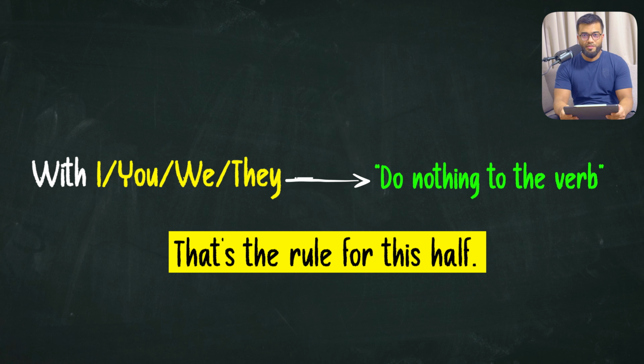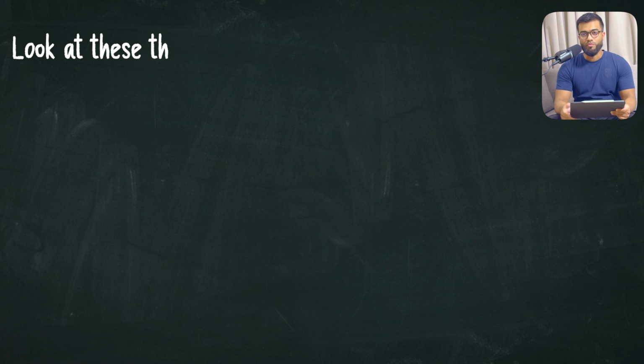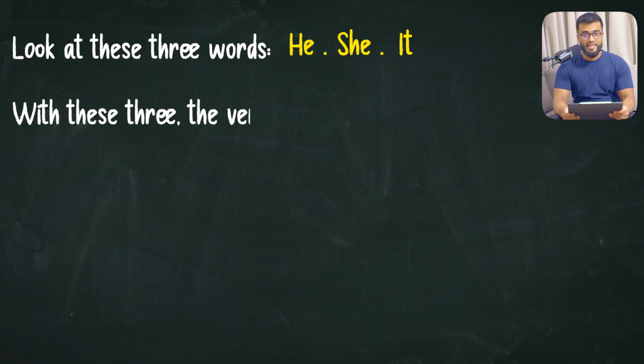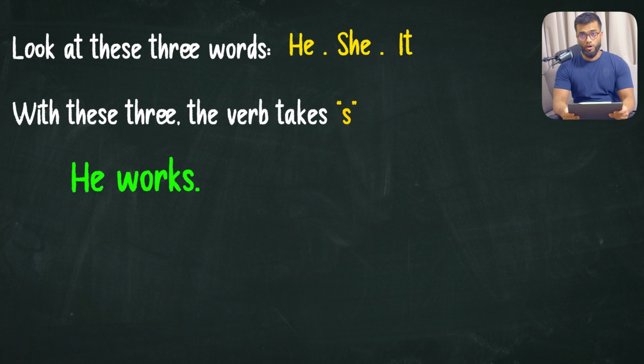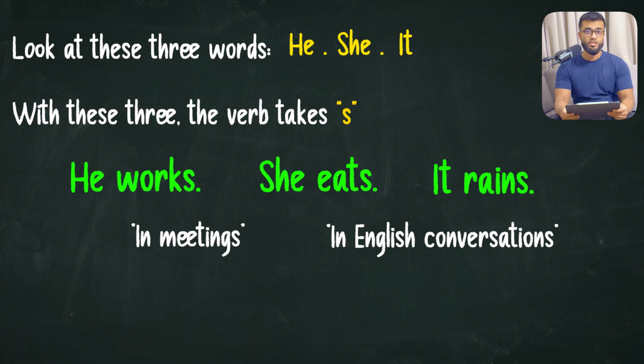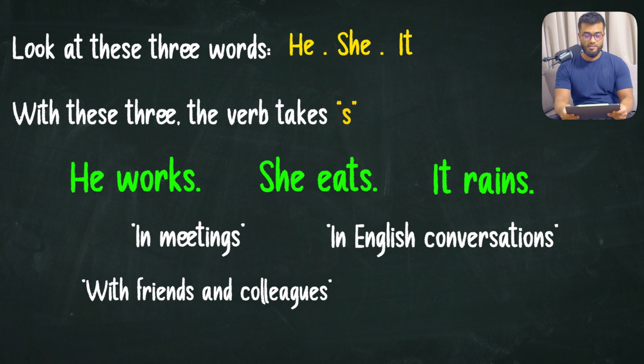Now, let's talk about the other half that gives you the problems. Look at these three words. He, she, it. With these three, the verb takes the S. For example, he works, she eats, it rains. You know this rule. You learned it many years ago, and you still drop the S. In meetings, in English conversations with friends and colleagues, under pressure.